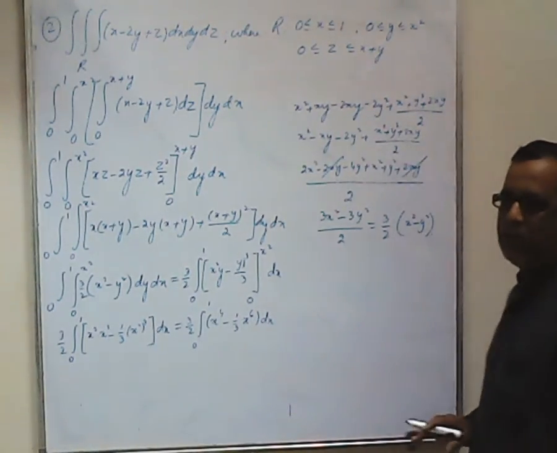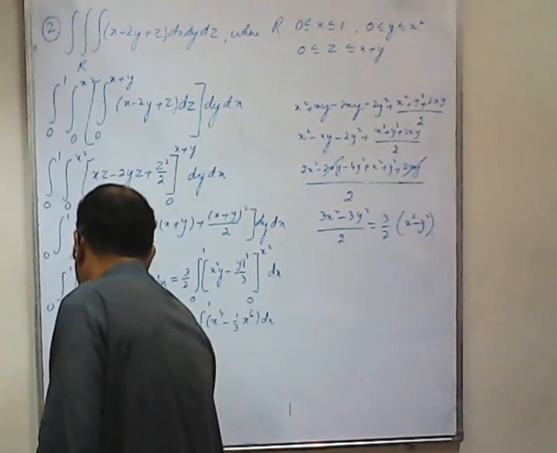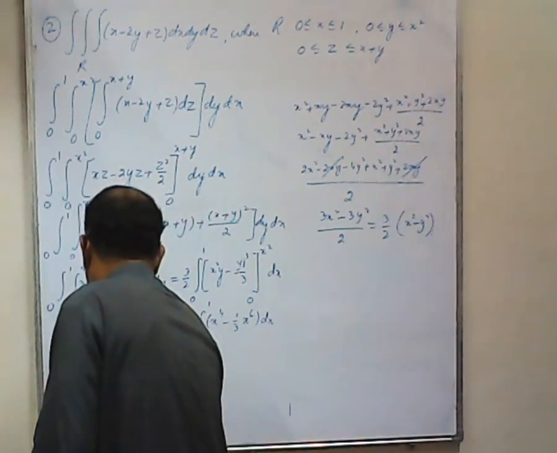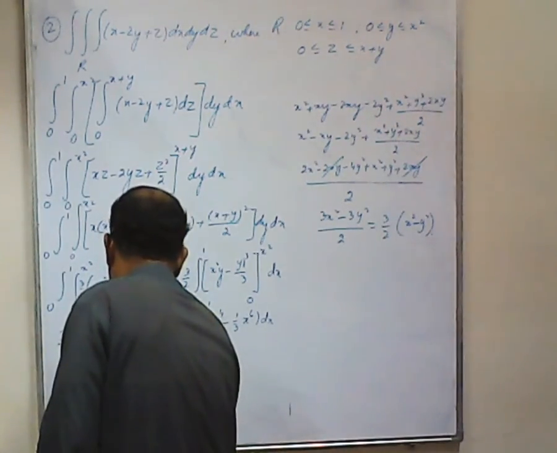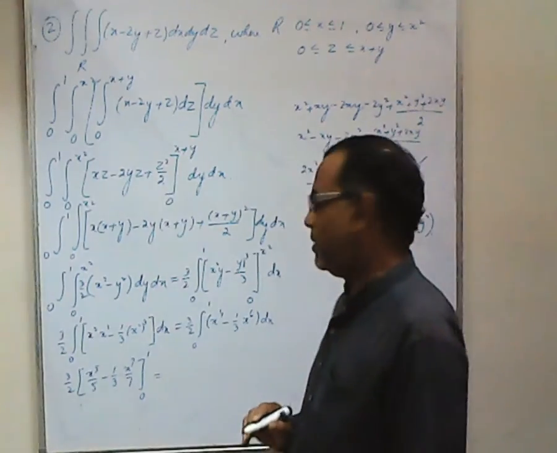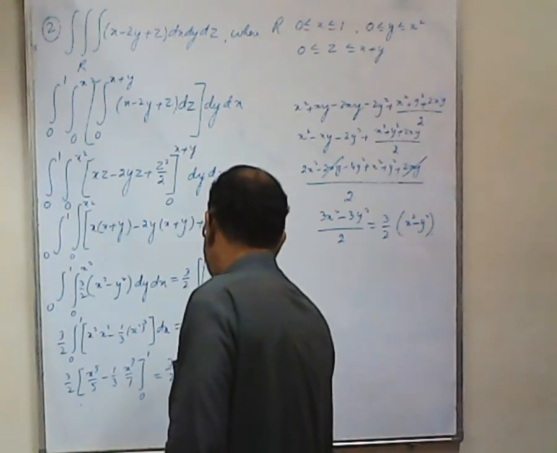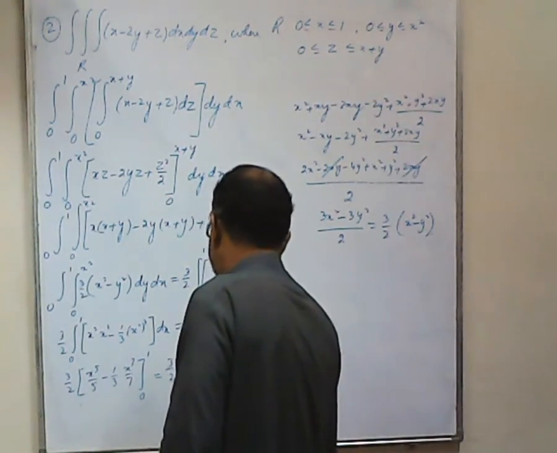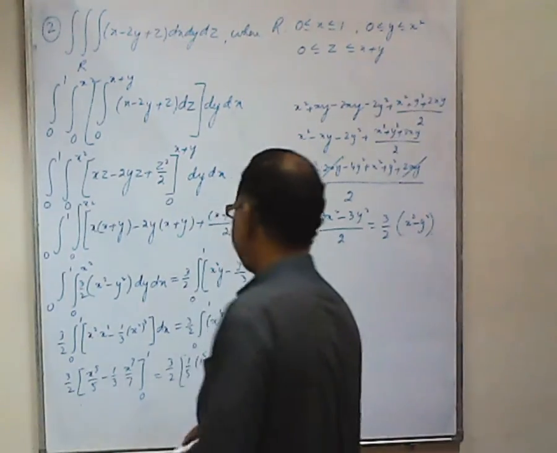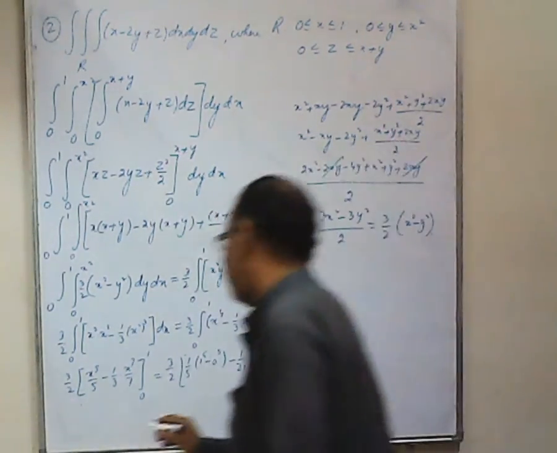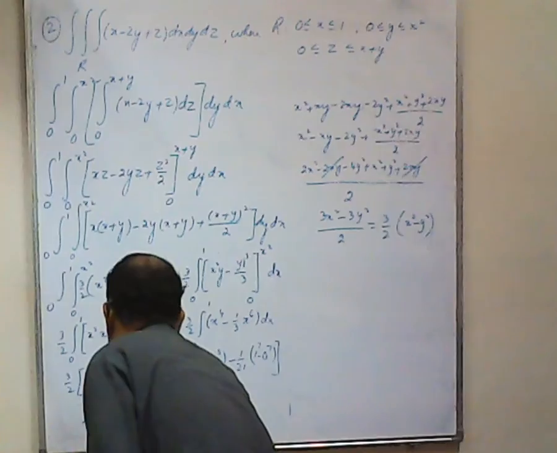Now it is in simplified form, so we can easily integrate this one. So if I integrate this one, this will be 3 by 2, and then I have x power 5 by 5 minus 1 by 3 x power 7 by 7, limits are 0 to 1. So now substituting limits, this is 3 by 2, 1 by 5 means 1 power 5 minus 0 power 5, minus 1 by 21, 1 power 7 minus 0 power 7. So we finally have 3 by 2 here, and then we have 1 by 5 minus 1 by 21.